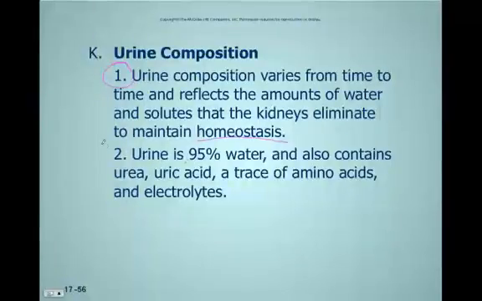So urine, just to give you the composition, is about 95% water. It also contains some urea, uric acid, trace amounts of amino acids, and some other electrolytes, things like hydrogen ions and potassium ions, and even a few sodium ions might make it in there.